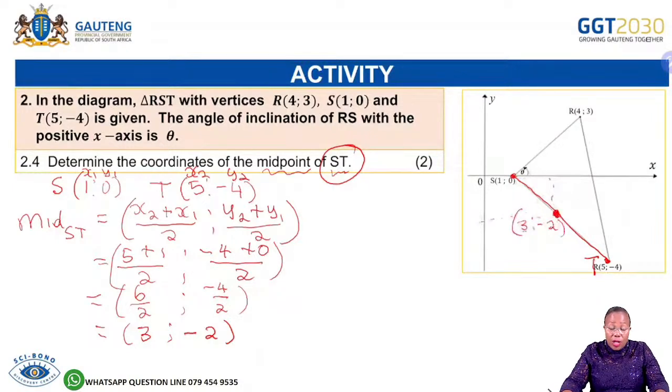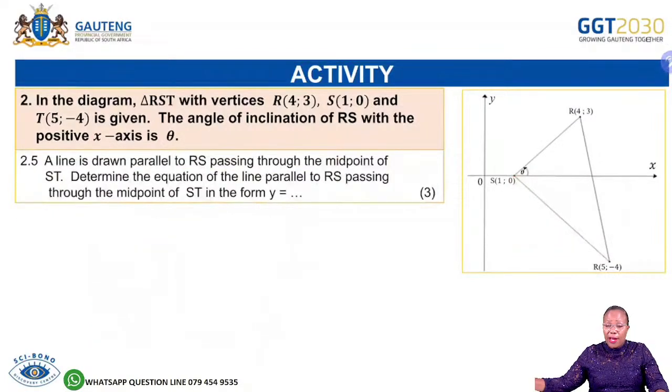Okay, so now let's look at the mark allocation. This is 2 marks. It will be the first mark for the substitution into the correct midpoint formula, and then the last mark will be for your correct coordinate of that particular point.